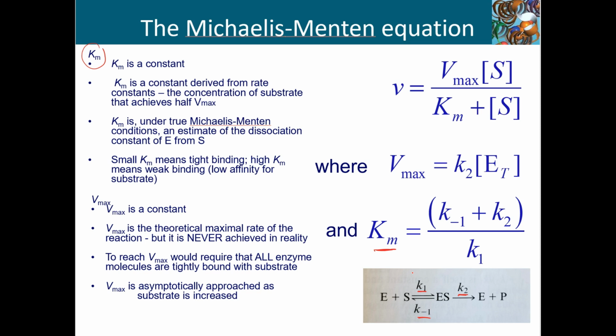That's what it is. Vmax is our other constant. It's the maximal rate of reaction. And we never actually achieve it in reality, but we can model to it. To actually achieve Vmax, you'd have to have all enzyme molecules, every single one, tightly bind to substrate, and that's not going to happen in reality, but we can get close. And as we increase our substrate concentration, to make it more likely that the enzyme will be interacting with the substrate, we see an asymptote where the line approaches our theoretical Vmax.